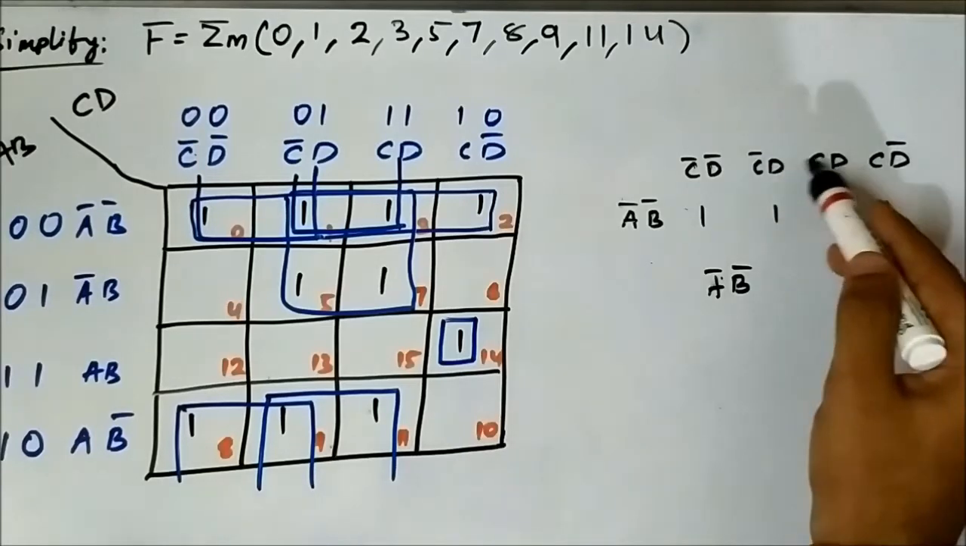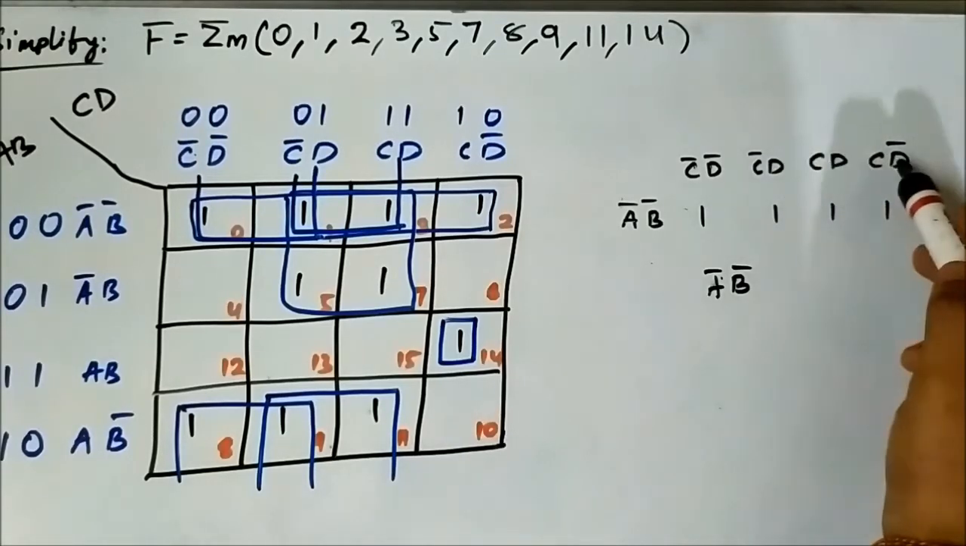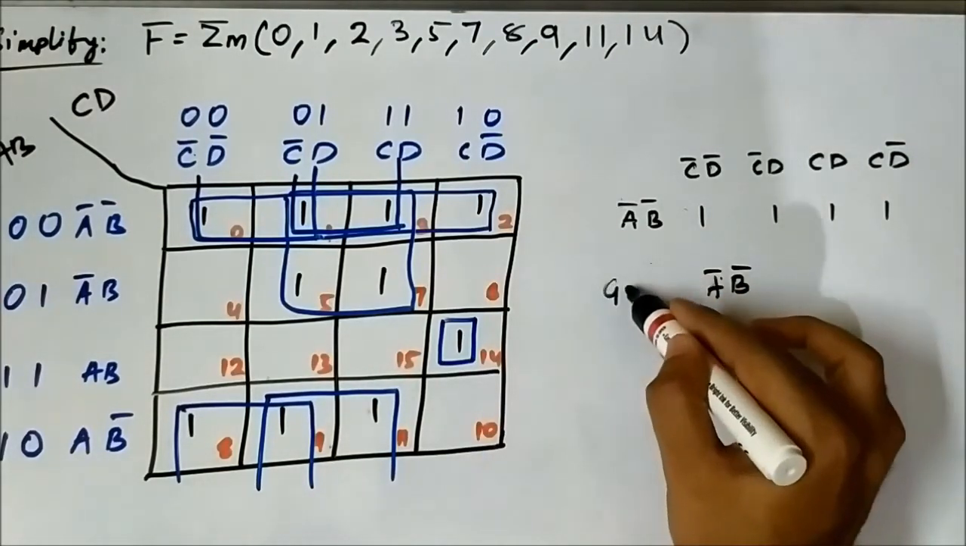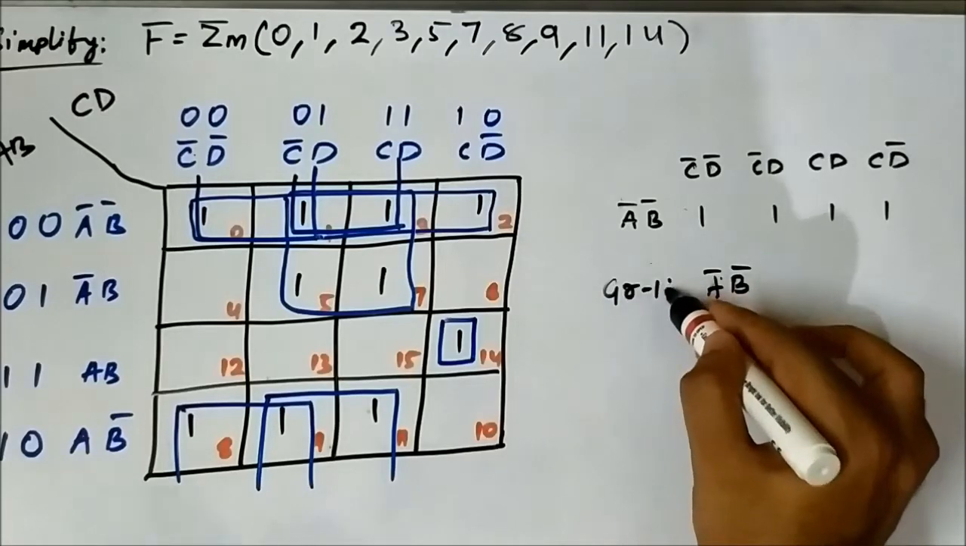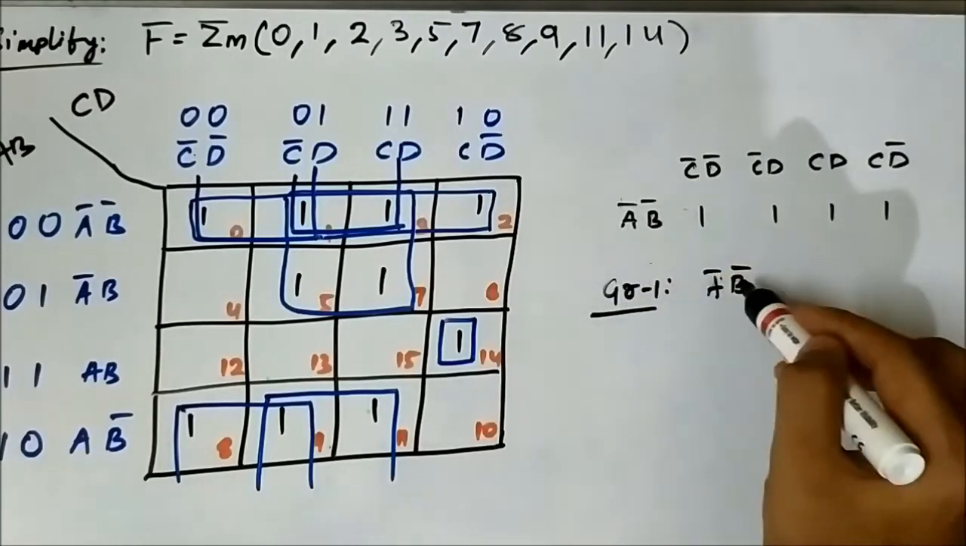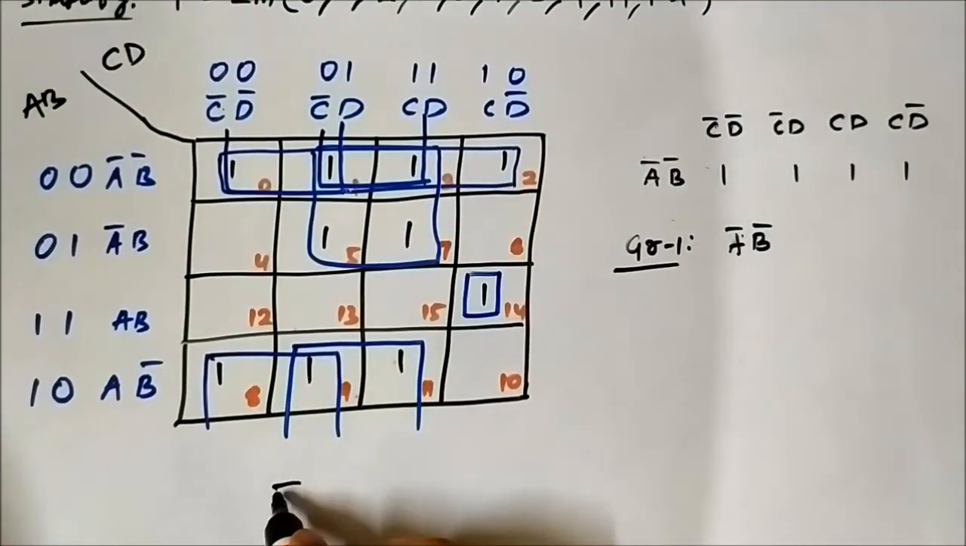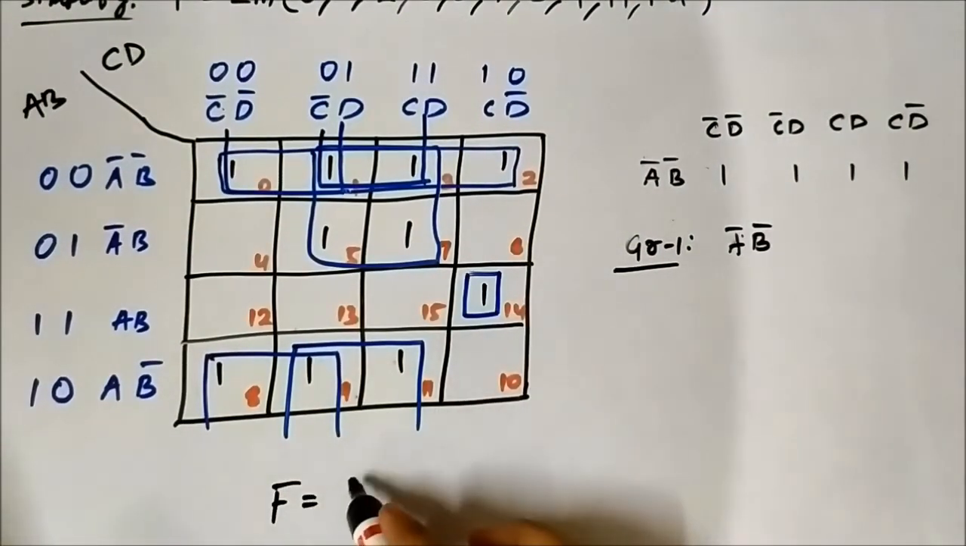In these two cells D is common, C is changing. Again C D, C D bar. C is fixed, but D is changing. So nothing is common in these four cells in the vertical side. So in group 1 only the horizontal component A bar B bar is fixed. So that will be part of the simplified Boolean expression.